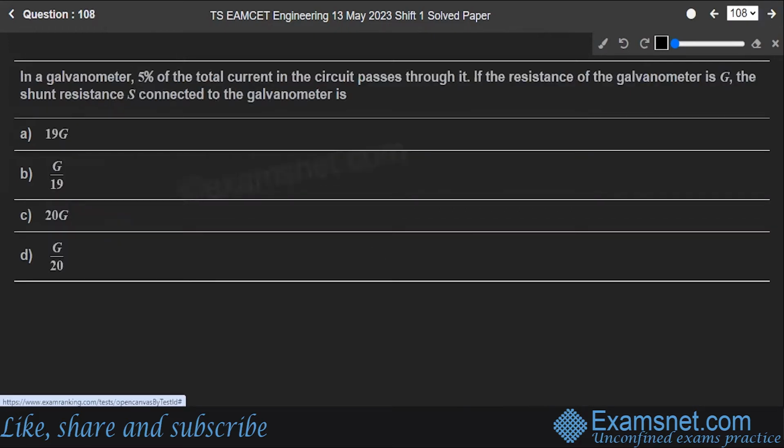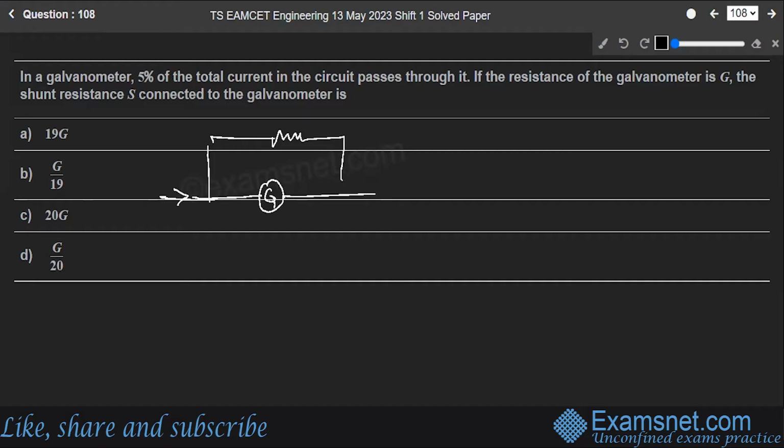In a galvanometer, 5% of the total current in the circuit passes through it. If the resistance of the galvanometer is G, the shunt resistance connected to the galvanometer is how much? Let's understand this. You are having a galvanometer over here, and the current I is passing. This is the shunt resistance. And here is IG current passing. There is I, and here you have I minus IG.